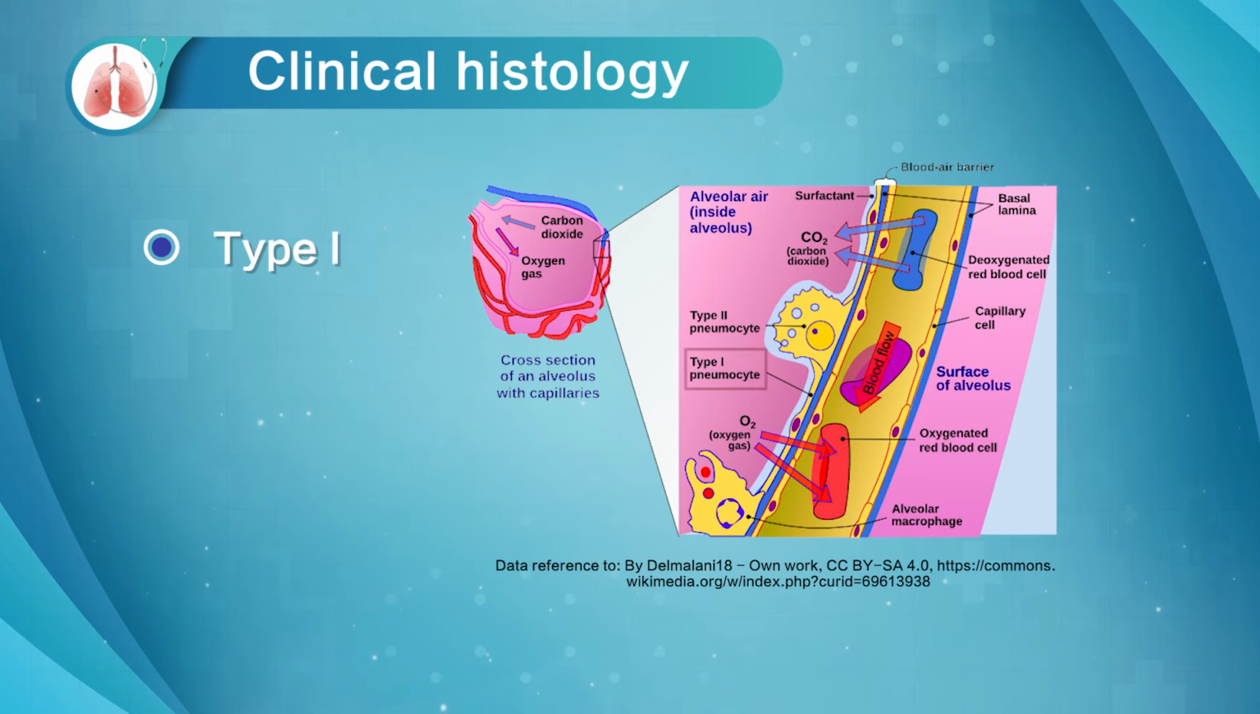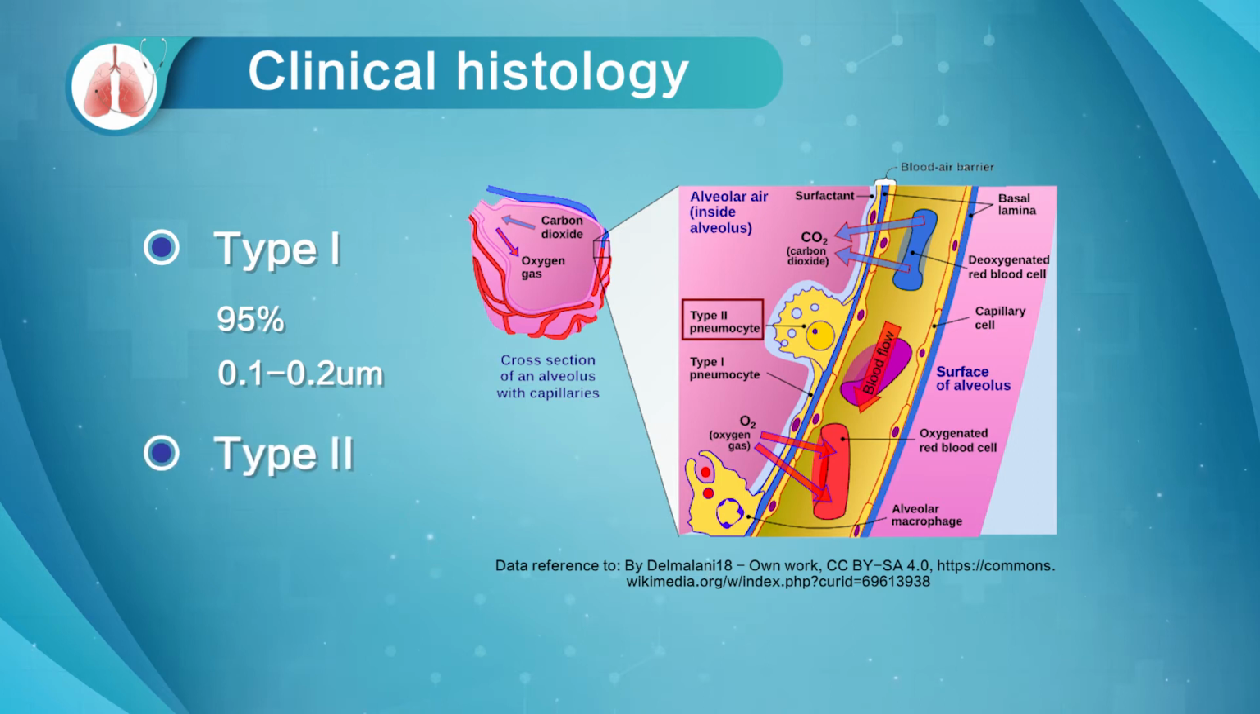Here we see the type 1 flat alveolar cells covering about 95% of the very thin 0.1 to 0.2 micrometer alveolar surface area. Between these epithelial cells are tight junctions which ensure that interstitial fluid does not seep into the alveoli. Type 2 alveolar cells produce surfactant, which is a substance that reduces the surface tension of the alveolus.